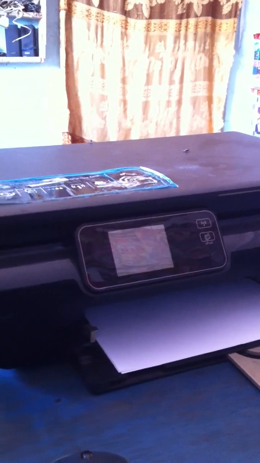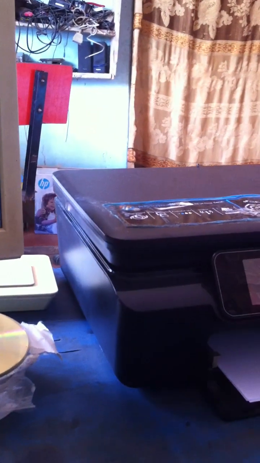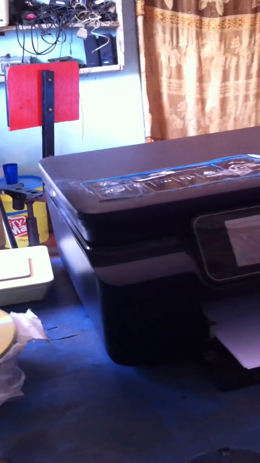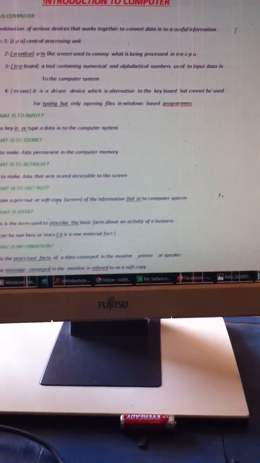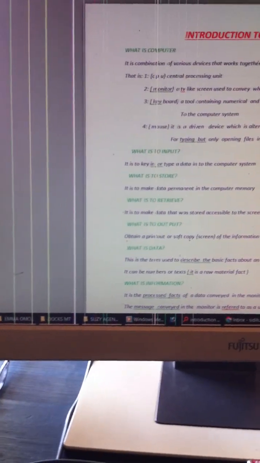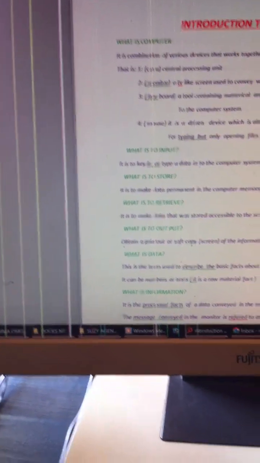That is, we have one, CPU or central processing unit. Two, monitor, a TV-like screen used to convey what is being processed in the CPU. Third, we have keyboard, a tool containing numerical and alphabetical characters used to enter data into the computer system.